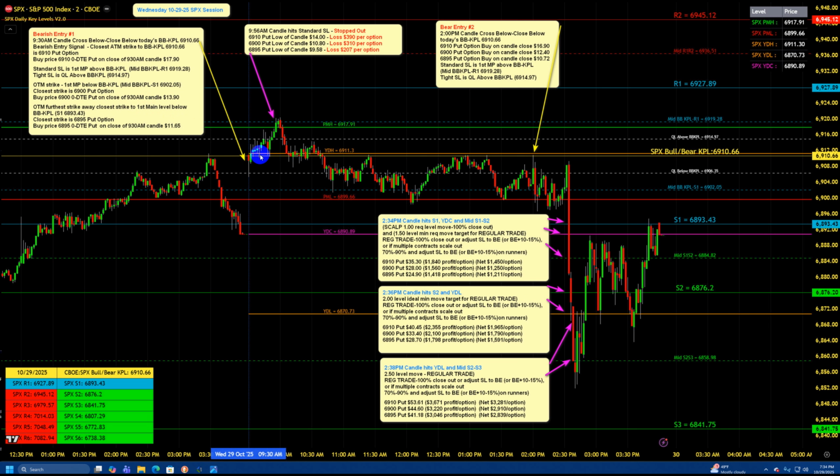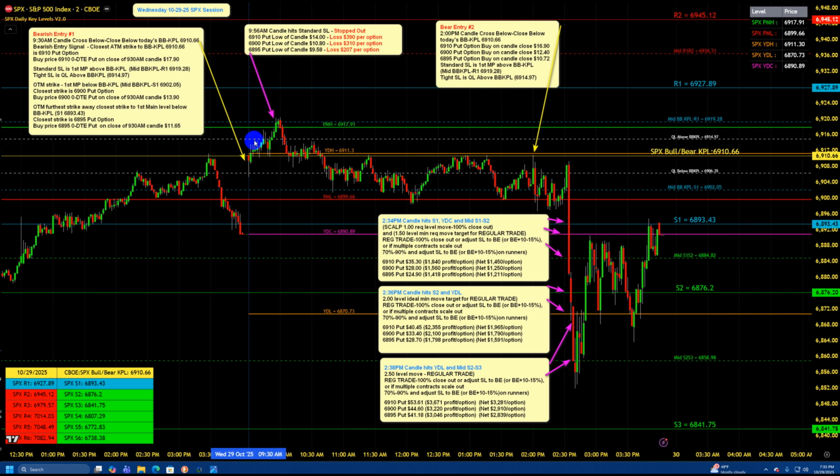Okay, so as you can see here, immediately after taking this bearish trade, it did start moving up. However, you can note here that we did also stay under the YDH level and the bull bear key price level on this entire opening candle. But then we started moving above it, and then we tried to get above the PMH level. We broke slightly above the PMH level, and then we hit our standard stop loss at 9:56 a.m.